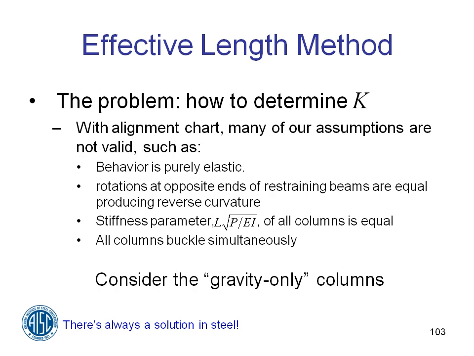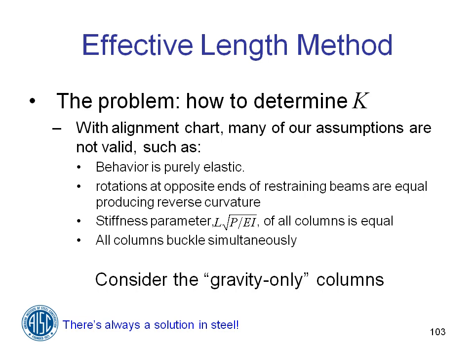So let's talk a little bit about this problem of determining the effective length factor. Most people think of the alignment charts when they think of determining K. But the assumptions that went into the development of the alignment chart are fairly significant when we compare them to what really happens in our structure. First of all, behavior is assumed to be purely elastic, and we know columns are not behaving elastically. We've got these residual stresses in there that tend to have a significant impact on the way columns behave.